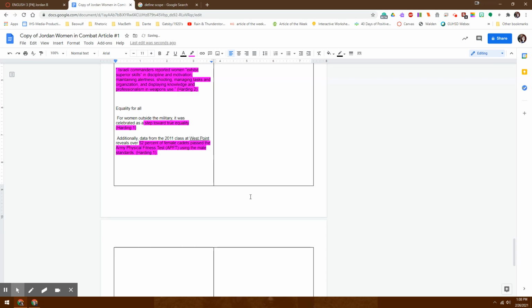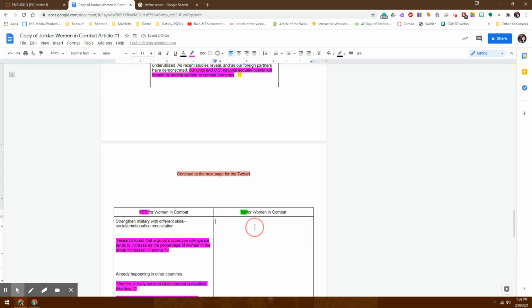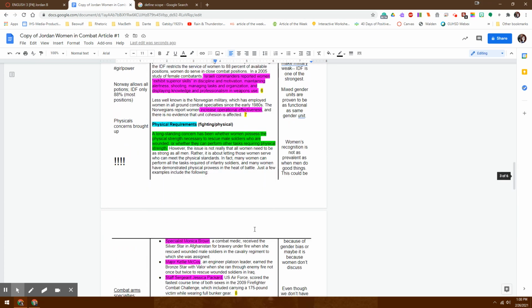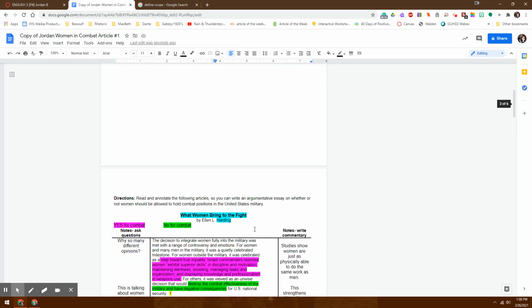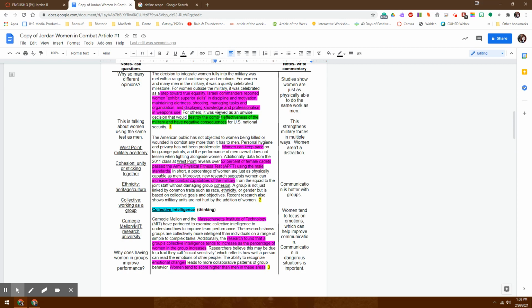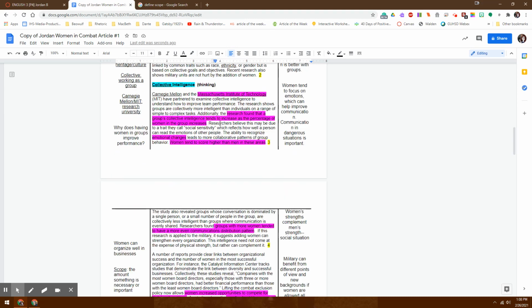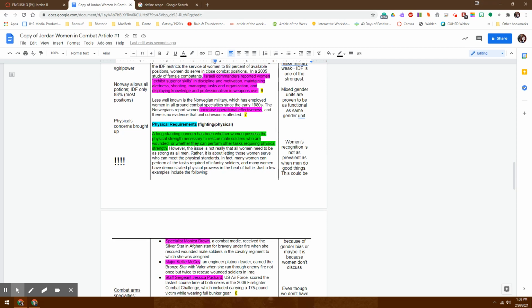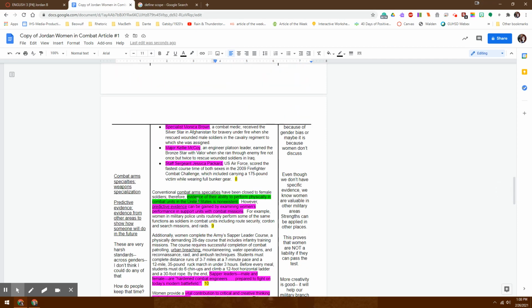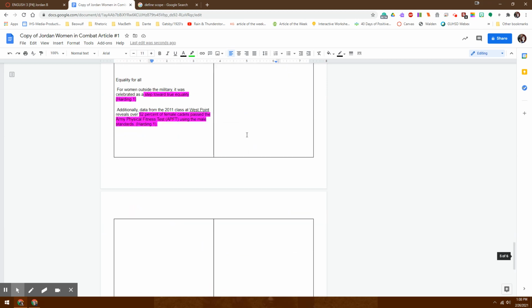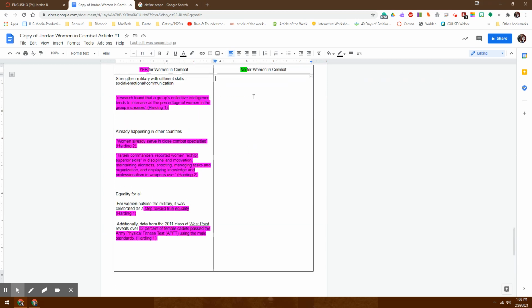Okay. Then we're going to look and see, was there anything for no? One big reason for no, and I think that was the only couple things that we highlighted was, let's see, it would destroy effectiveness. Oh, the physical requirements was a big physical. Here it is again, the physical. So I'm going to put that together in a point. So one of the biggest reasons for no was safety concerns over physical capabilities.